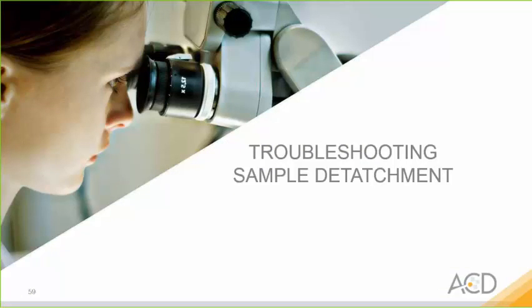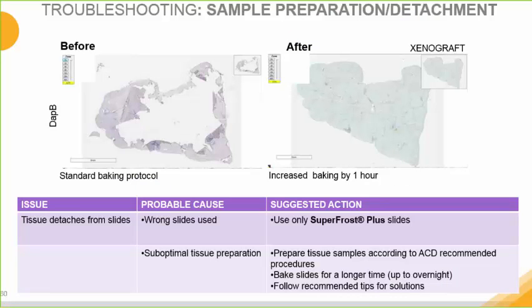Okay. So another common problem, particularly for fixed frozen tissue, is sample detachment. So in general, we recommend using Superfrost Plus slides to ensure optimal sample adherence. So if you observe tissue detachment, the likely causes are listed here. We have found that adding an additional baking step can often solve this problem. So I will review the additional baking steps incorporated for FFPE and fixed frozen samples, but these apply to all assay types.